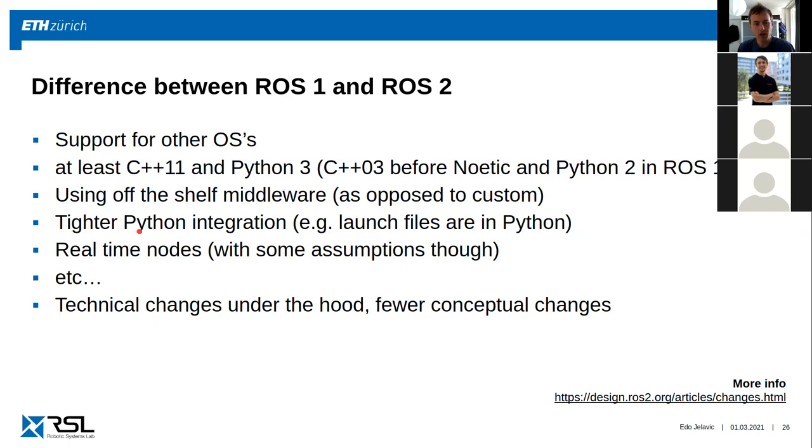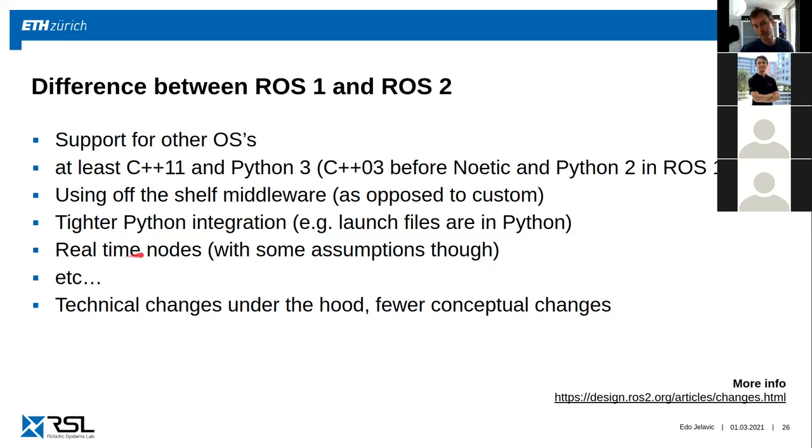There's also a tighter Python integration. For example, in ROS2, launch files are written in Python, which means that you can have finer control over conditional statements in your launch files. Whereas before, if you wanted to do anything with an if, or implement a switch statement in your launch file, this would get quite a bit more complicated. It would introduce a lot of variables and a lot of extra code. Whereas in ROS2, you can just use Python, which handles this much more gracefully than the XML.